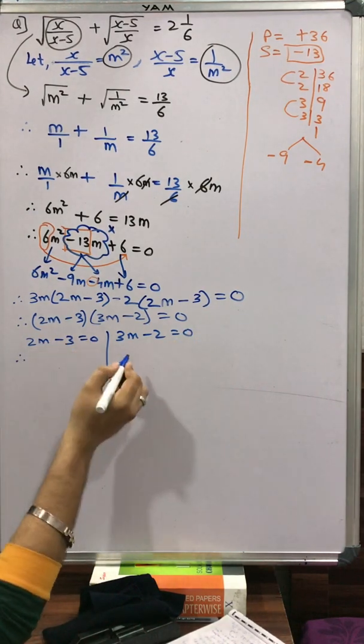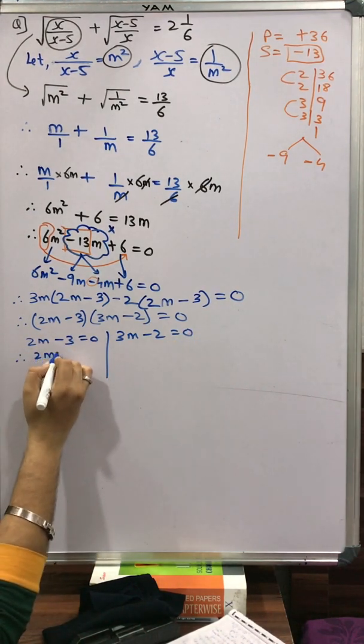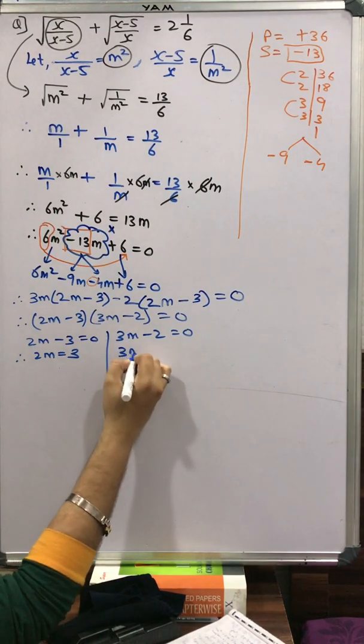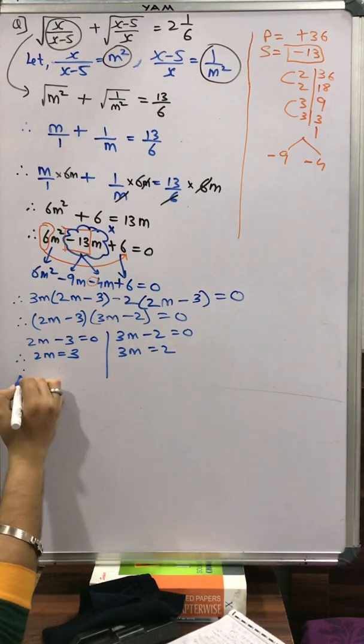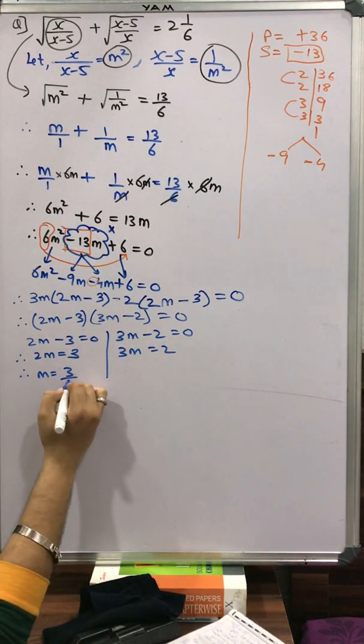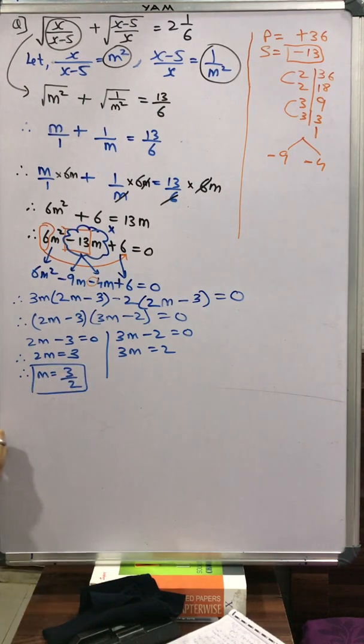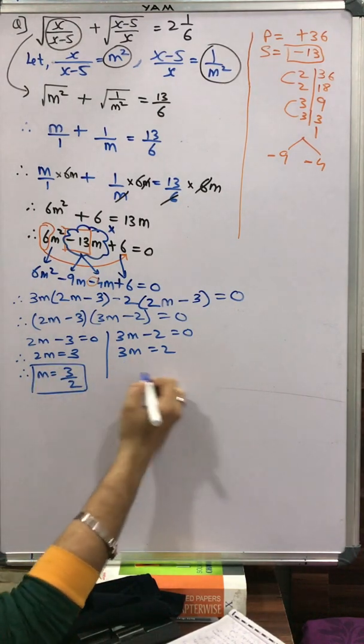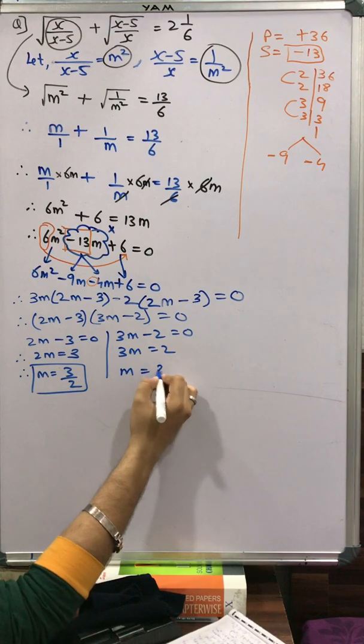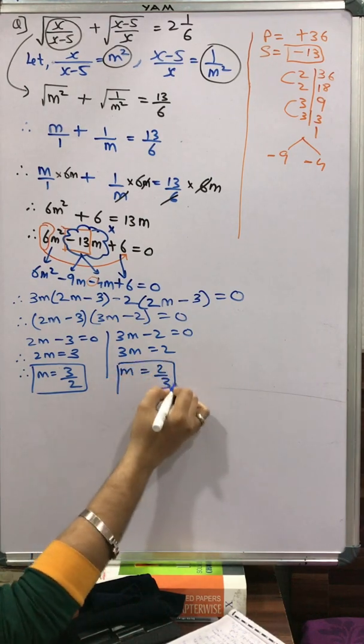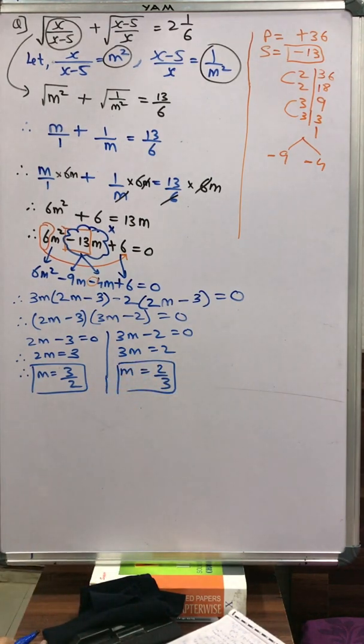Therefore minus 3 goes there, so becomes plus 3. So 2m is equal to 3 and 3m is equal to 2. Therefore m is equal to 3 upon 2. This is one of the values of m, and then here 3 goes down, so therefore m is equal to 2 upon 3, and this is another value of m. So I got two values of m, students. But students, is this my final answer? No, this is not my final answer.